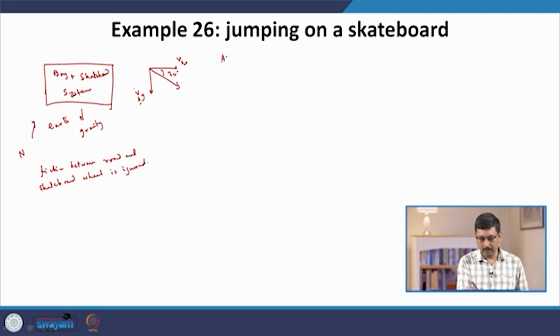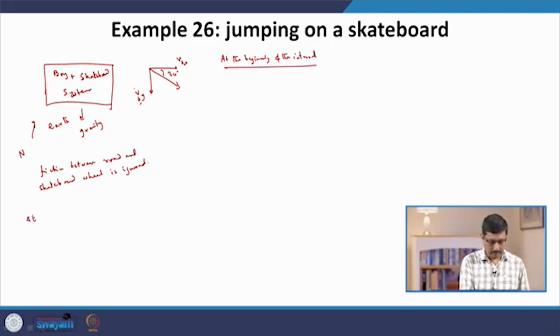So, at the beginning of the interval, the interval is delta t equal to 0.05 second, and then at the end of the interval. So, this is the interval during which of impact duration.